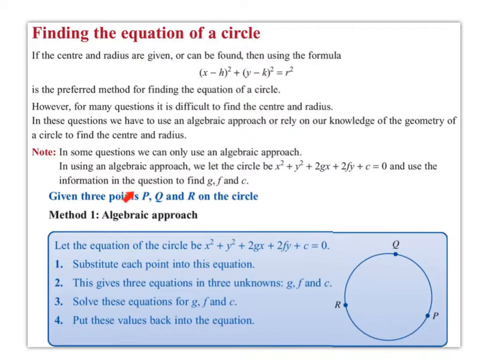Given 3 points P, Q and R on a circle. Method 1, algebraic approach. Let the equation of the circle be x² + y² + 2gx + 2fy + c = 0. Step 1, substitute each point into this equation. Step 2, this gives 3 equations in 3 unknowns g, f and c. Step 3, solve these equations for g, f and c. Step 4, put these values back into the equation.